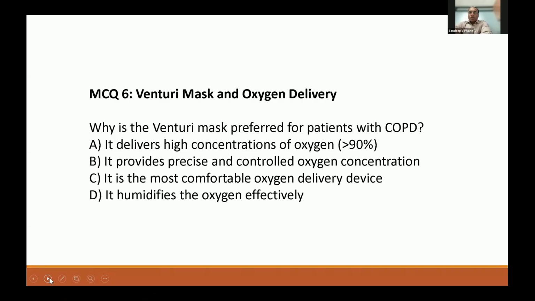Anyone else? So B and C, between B and C, yeah, majority is B.